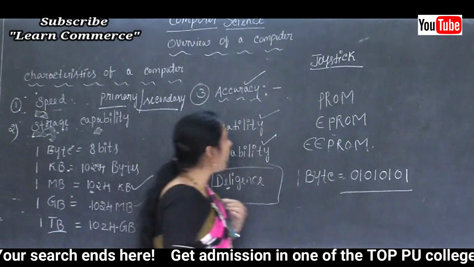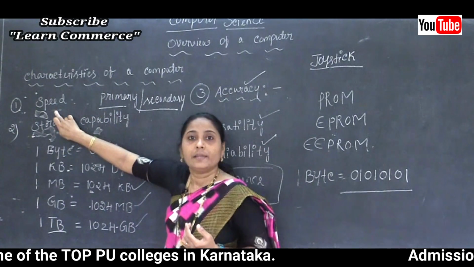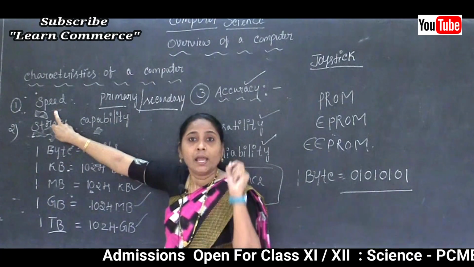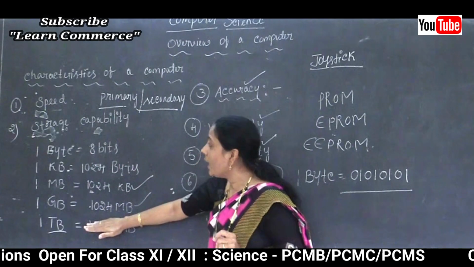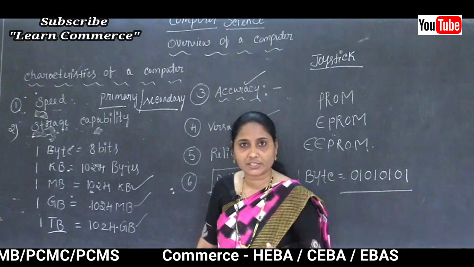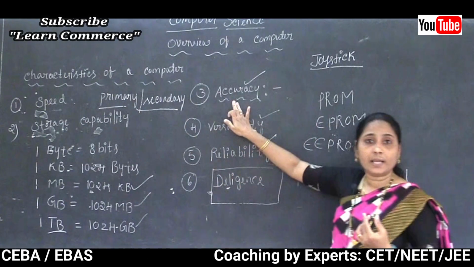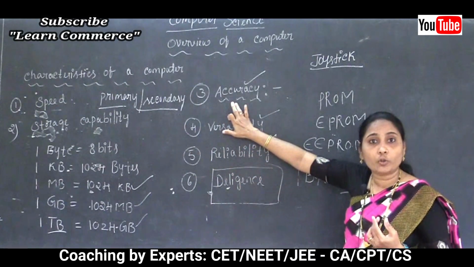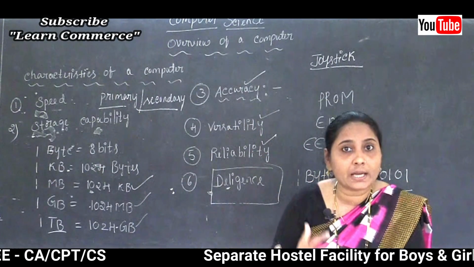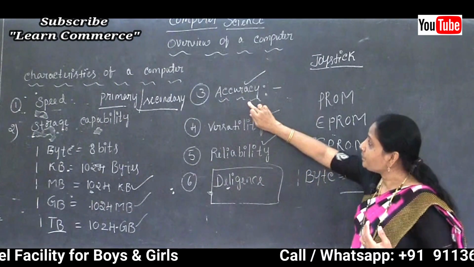Clear this point here? So all these are the characteristics of a computer. We know how we measure the speed of a computer. The speed of a computer is measured by the number of instructions executed in 1 second. The storage capability or capacity is calculated in bytes. 1 byte is equal to 8 bits. Clear this point here? And accuracy means that whatever result it shows on the monitor, it shows in a correct and very quick manner. So this is called accuracy.